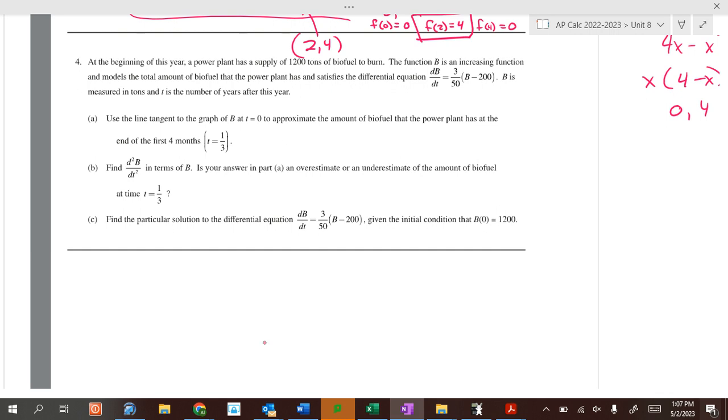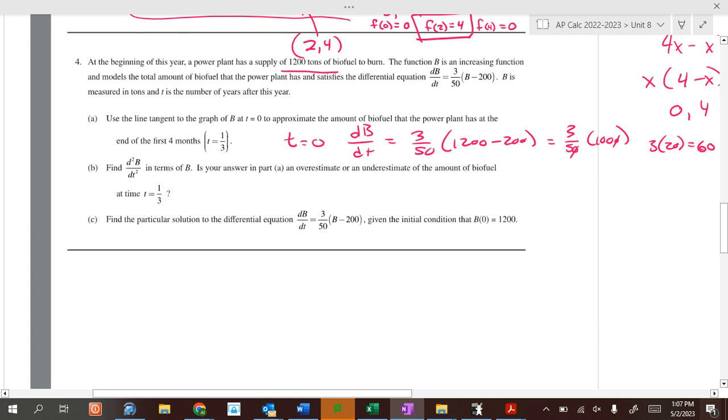So at the start of the year, it has 1,200 tons of biofuel. So at time equals 0, the amount of biofuel is 1,200. So the slope, dB/dt, equals 3/50 times (1,200 minus 200), or 3/50 of 1,000. 1,000 over 50 is 20, so 3 times 20 is 60. So the slope is 60 at time equals 0.